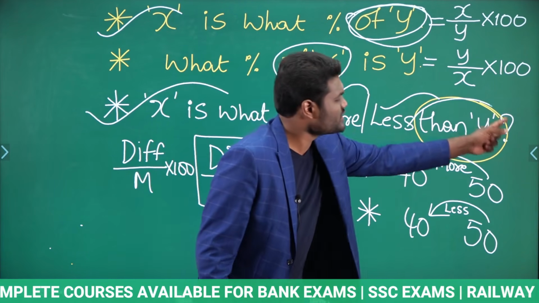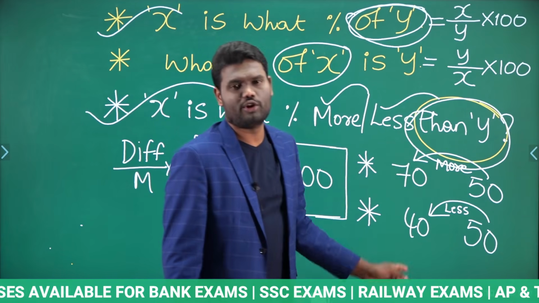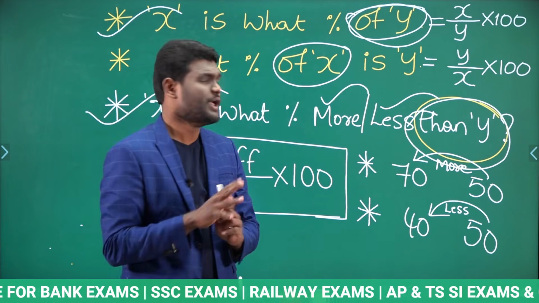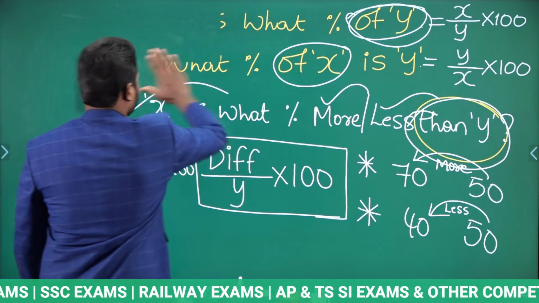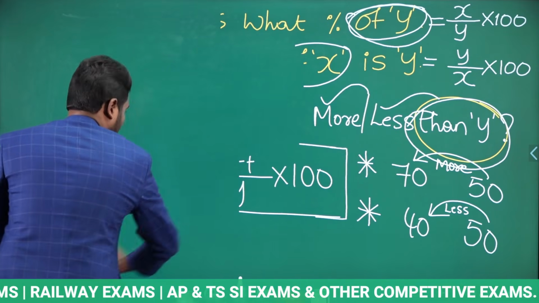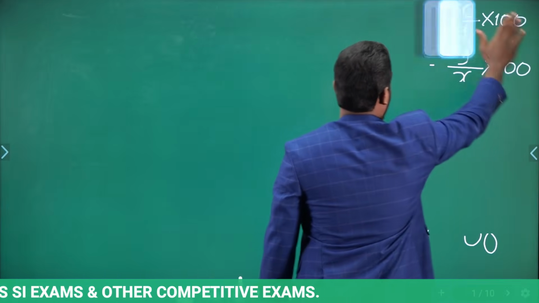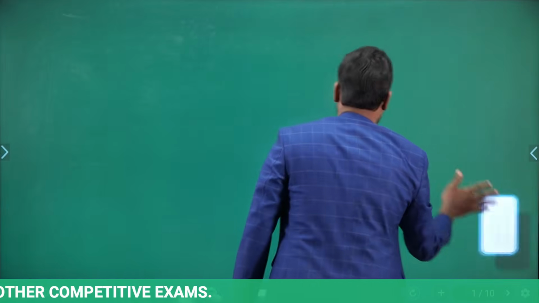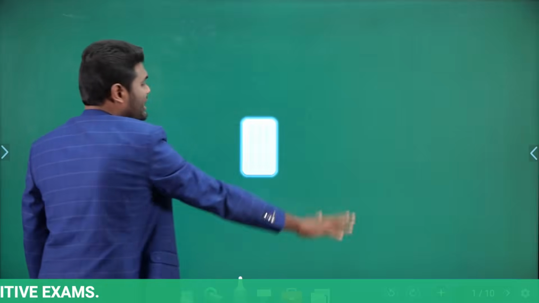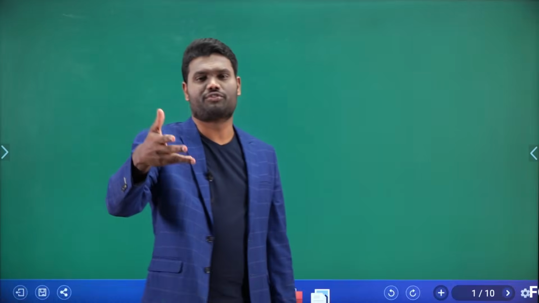Whatever comes after "than", you will take that as the denominator. Okay, very important and simple. Now, one more important point. Observe here carefully, even this is really important. Now, if I ask you a question, what is 36% of 50? What is 36% of 50?